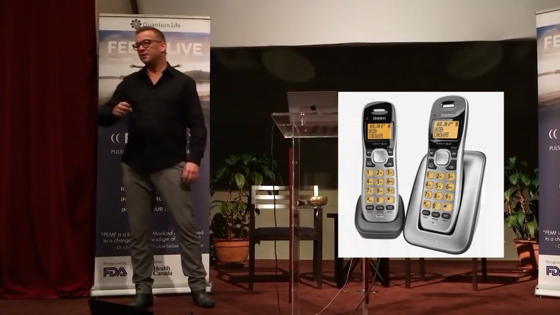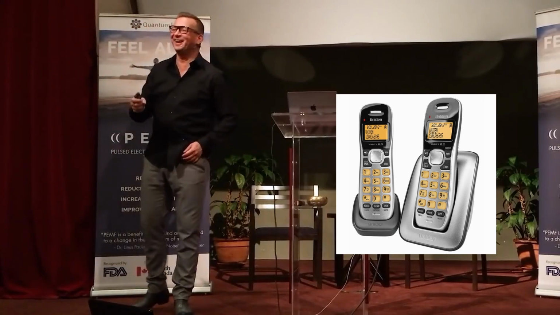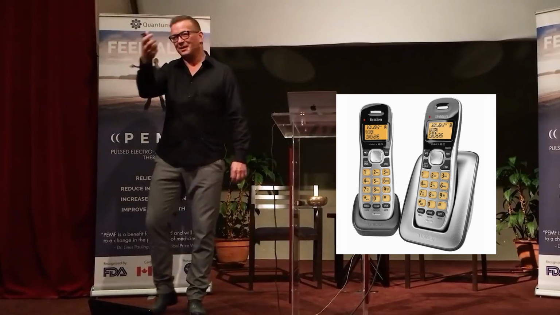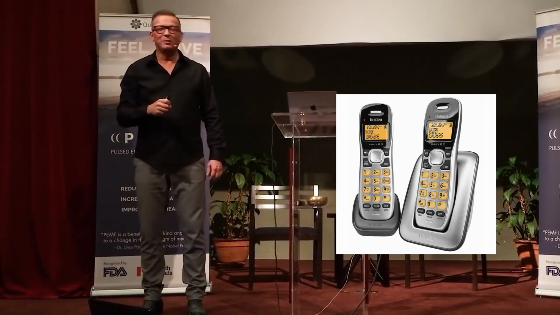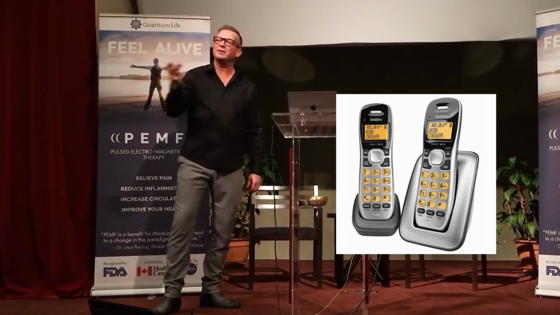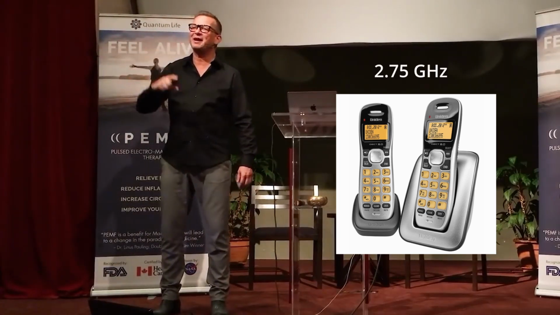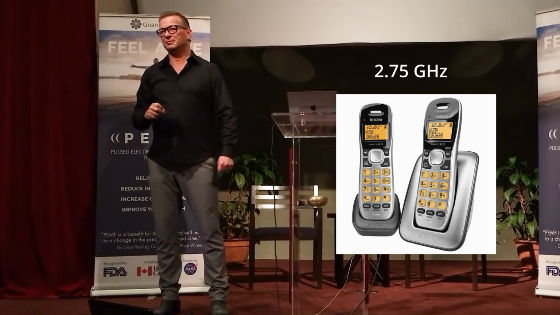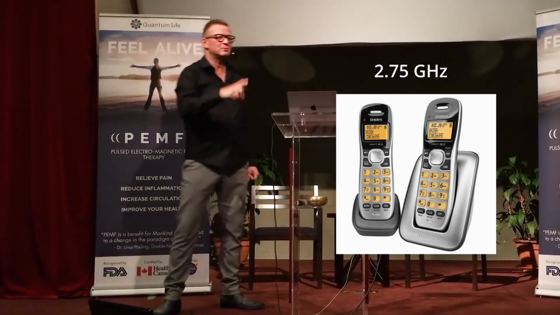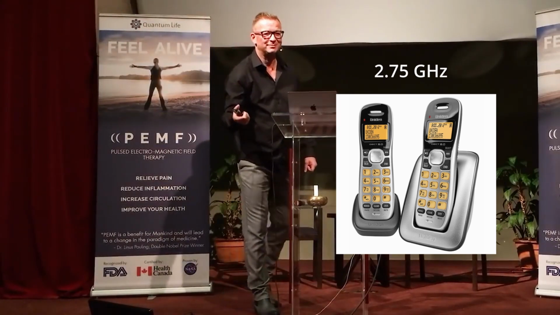Who has a cordless home phone? Be honest. Thank you. If you look at the backside of your cordless home phone, you will find a number, because all these cordless home phones, more or less, they run with 2.75 gigahertz. 1 gigahertz is 1,000 megahertz.